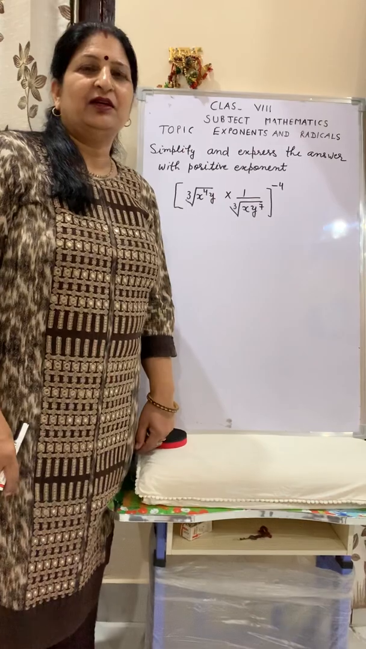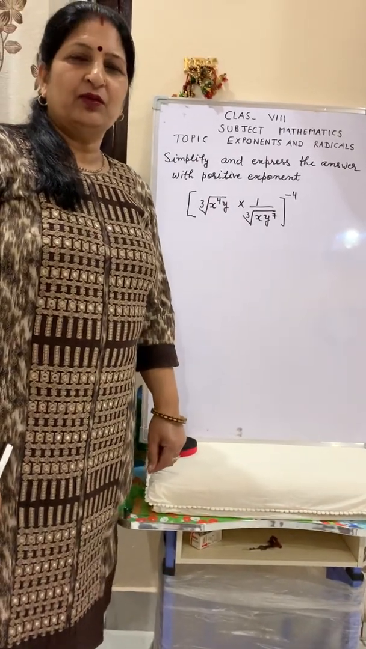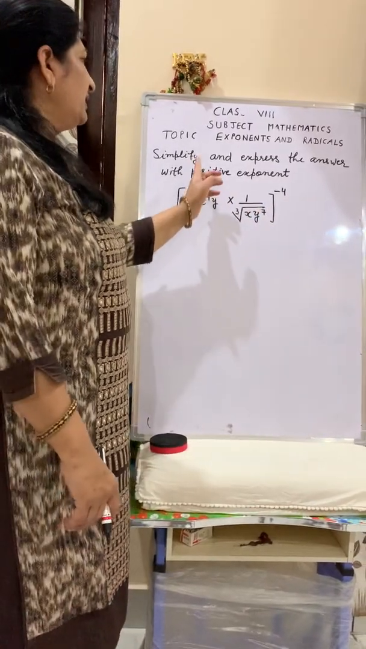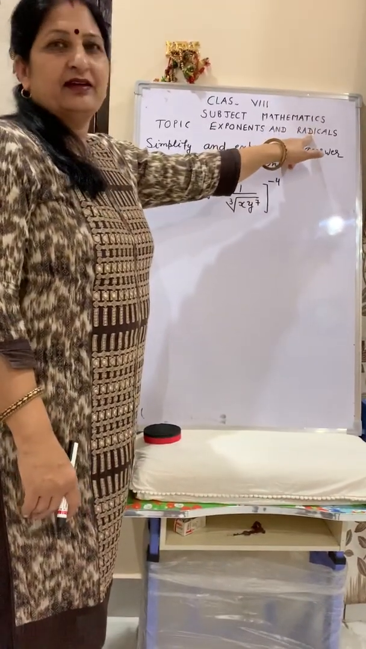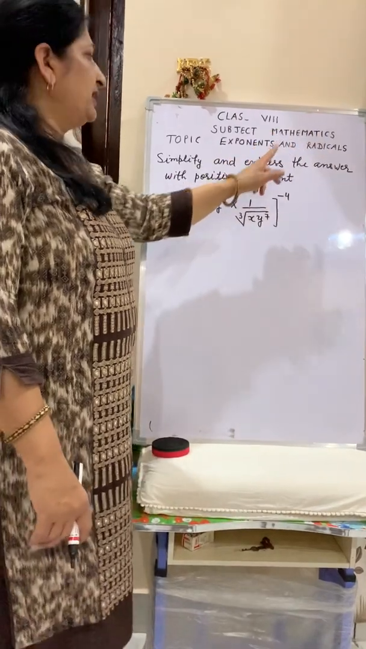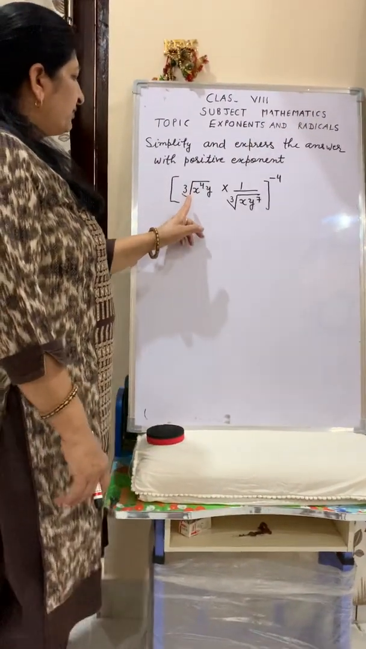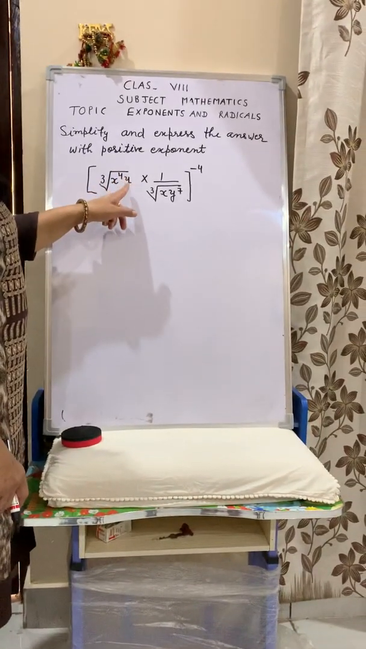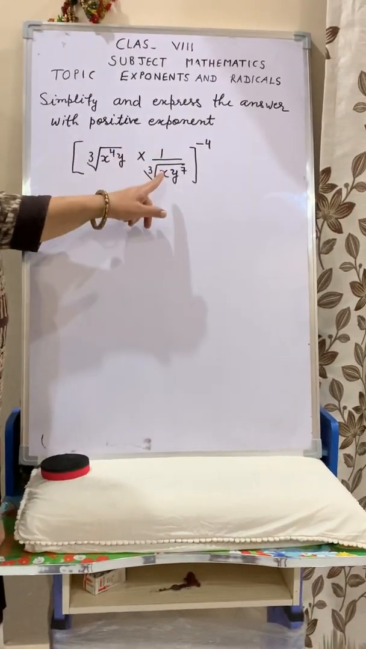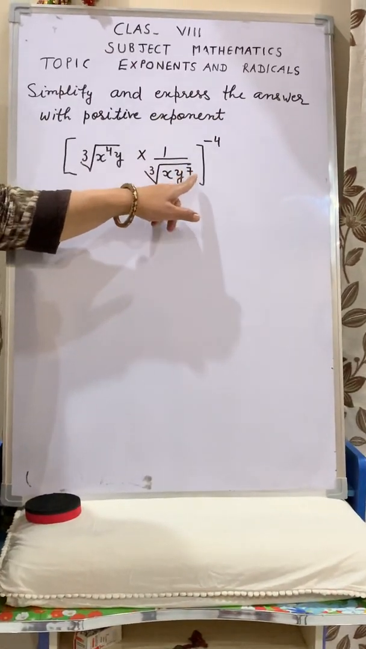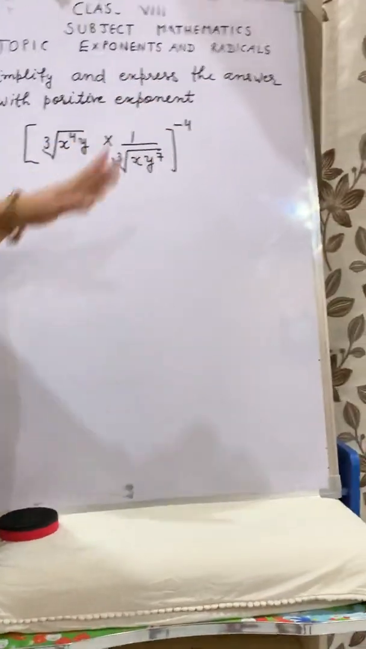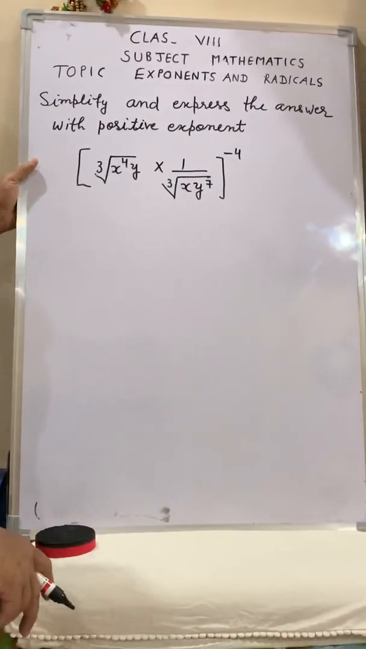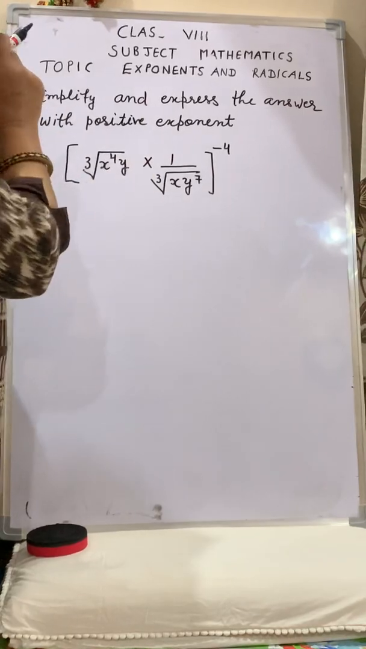Good morning, students. Today we will do some examples related to the topic exponents and radicals. First example is the cube root of x raised to power 4y multiplied by 1 over the cube root of xy raised to power 7, and the whole exponent is minus 4. We will start to solve this question with the base.